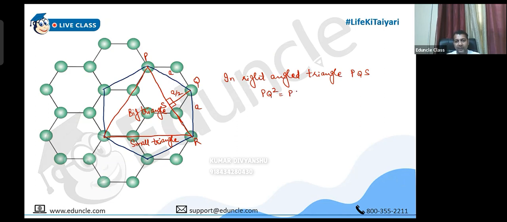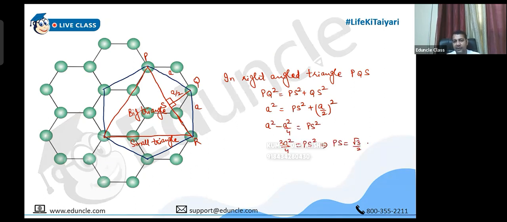PQ square equals PS square plus QS square. This is A square. PS we have to calculate. This is (A by 2) square. So A square minus A square by 4, so it is 3A square by 4. So PS is root 3 by 2 A, and PR is double of PS. So it is root 3 A.